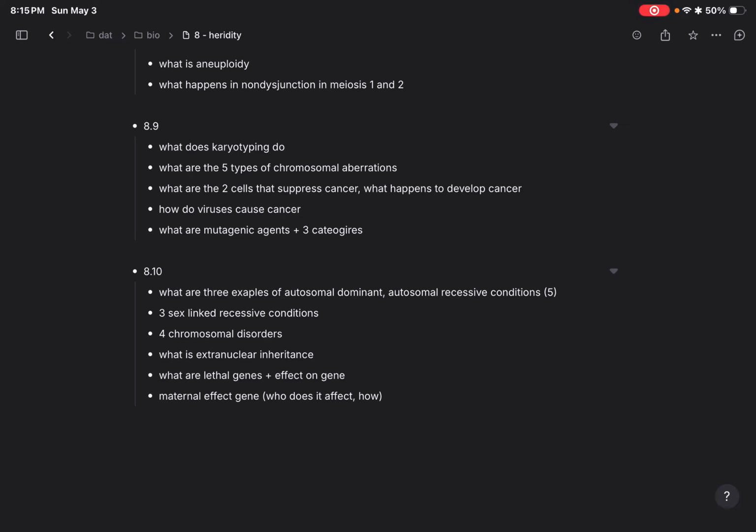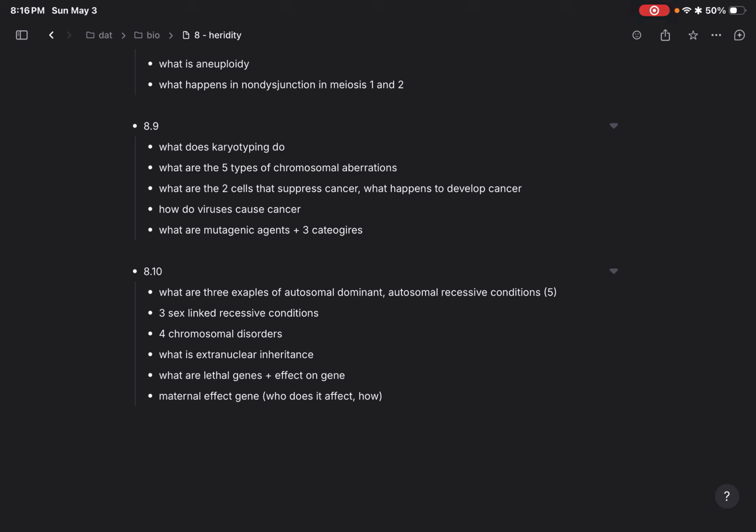But yeah, so how do viruses cause cancer? They'll just cause mutations to those 2 genes that suppress cancer, and they'll cause issues. Viruses bind to the cell, then combine their DNA with the host's, and then everything will just get messed up.